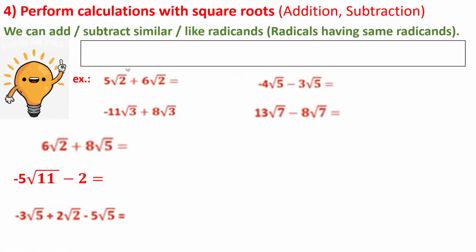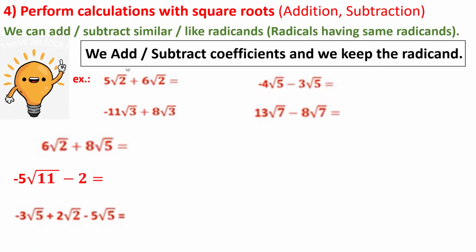We will start performing calculations with the square roots. The first two operations I'm talking about are addition and subtraction, since they have the same rule to apply. If I have square roots and in between I have addition and subtraction, I should always remember that I can only add or subtract radicals having similar or like radicands, the radicals having the same radicands. How can I add or subtract? I add or subtract their coefficients and I keep the radicand as it is.